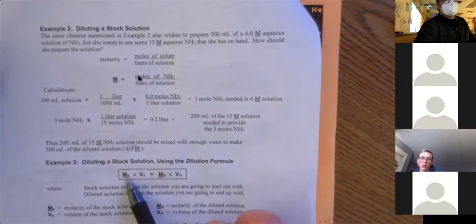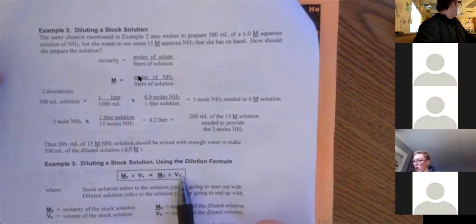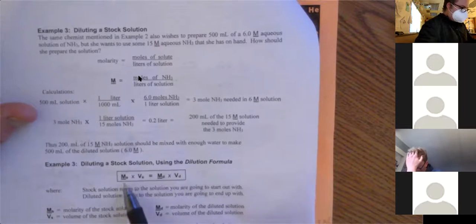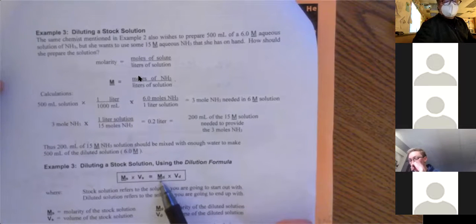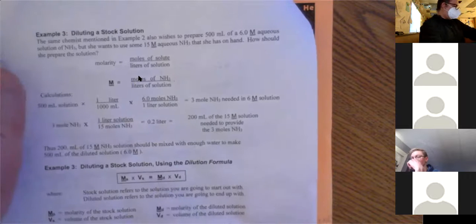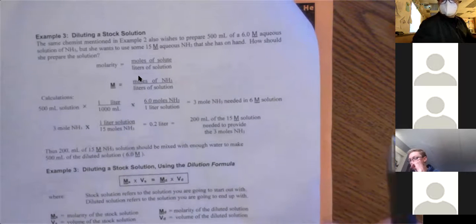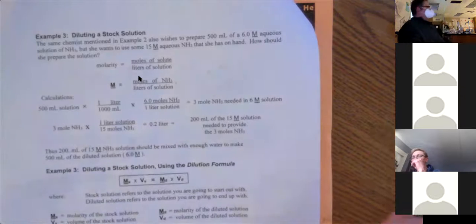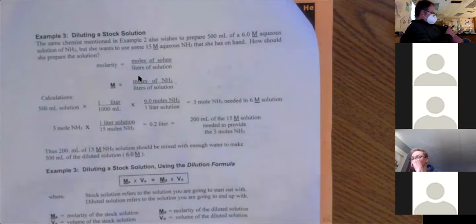I actually call this M1V1 equals M2V2, but you may see it in notes and stuff like that as MsVs equals MdVd. The s stands for stock solution, and the d stands for dilution. If you dilute something, what does that mean you're adding to it? Water. Well, if it's an aqueous solution, it would be water, but as Leo said, it's a solvent. You're adding more solvent. For an aqueous solution, yes, you would definitely be using water.